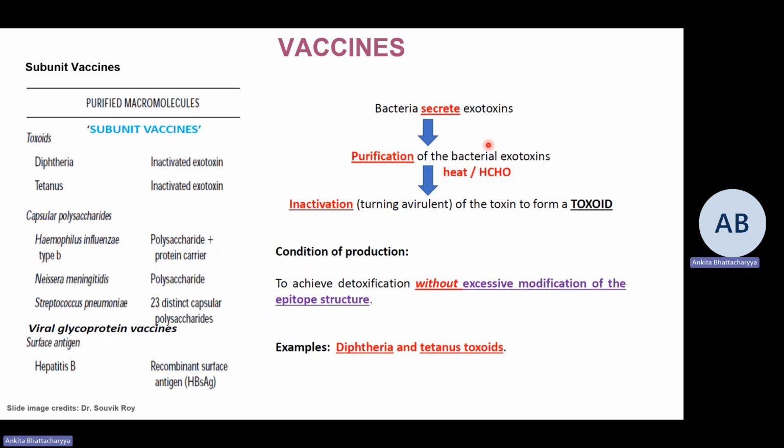What is desirable is that you want to achieve detoxification without excessively modifying the epitope structure. The most common examples are diphtheria and tetanus toxoids.